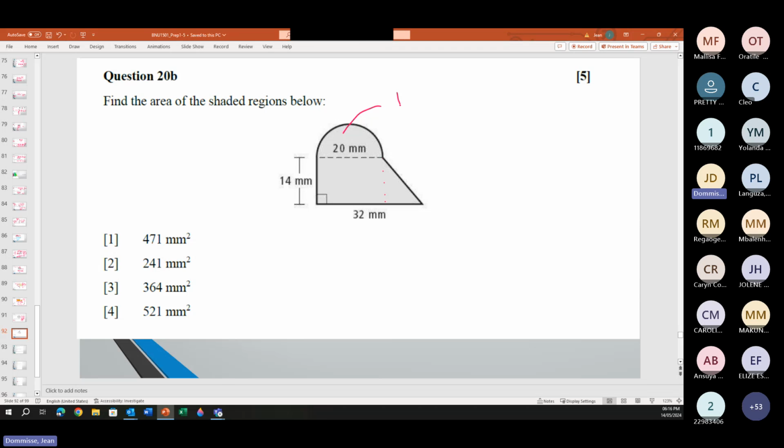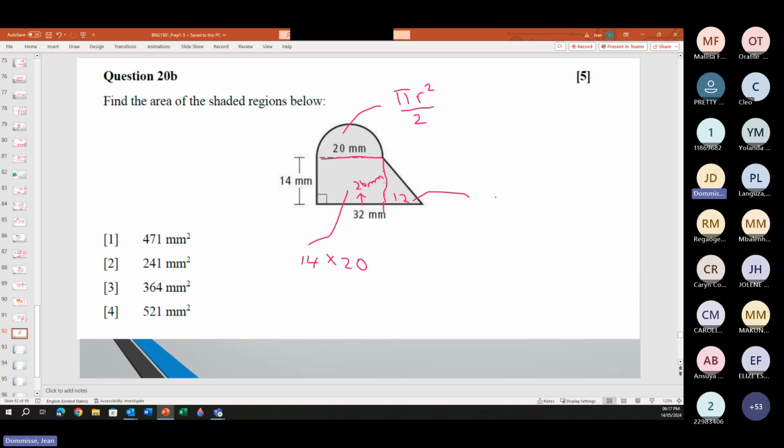The semicircle is pi radius squared divided by 2. So a circle is pi radius to the power of 2. If we want to get half of it, pi radius to the power of 2 divided by 2, which will give us the semicircle. Here we've got a rectangle. So just look at that component, rectangle. So it's 14 times 20. We know that this is 20 millimeters. So if this whole thing is 52, this component is 12.